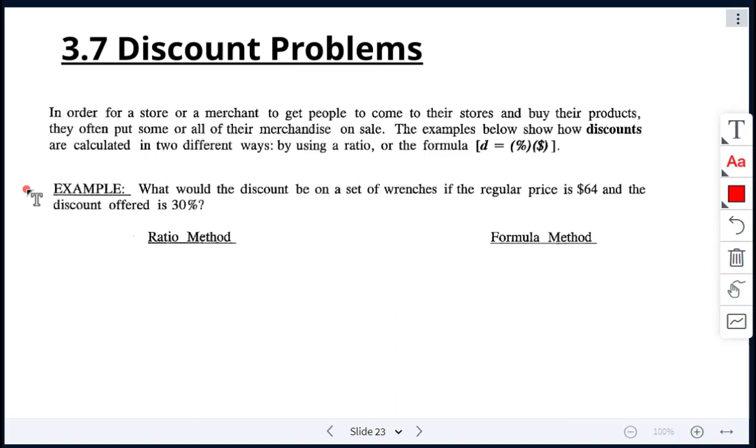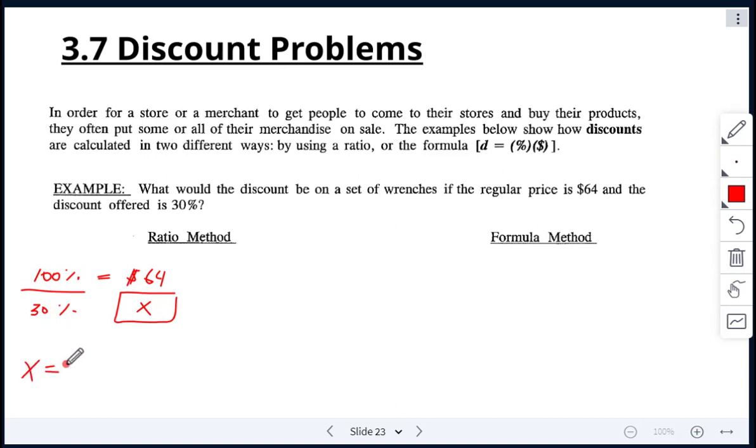What would the discount be on a set of wrenches if the regular price is $64 and the discount offered is 30%? All right, so doing it as a ratio, the ratio method, if the 100%, which is the regular price, we know is $64, and the discount offered is 30%, then we need to solve for the amount. We can solve this using cross multiplication. So we just go 30 times the 64 divided by 100.